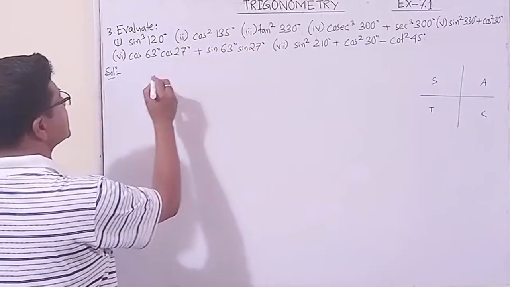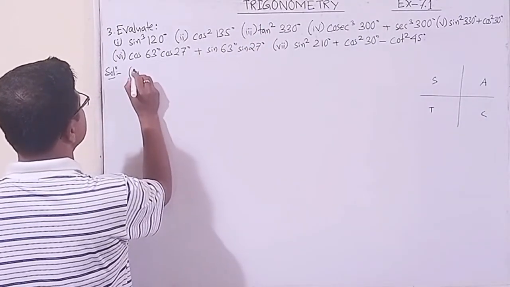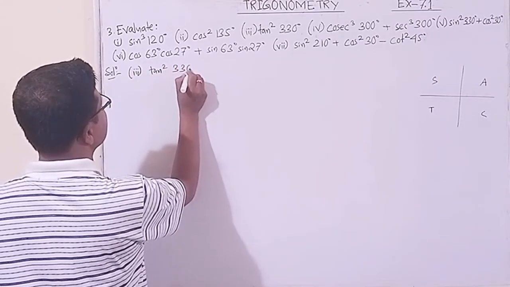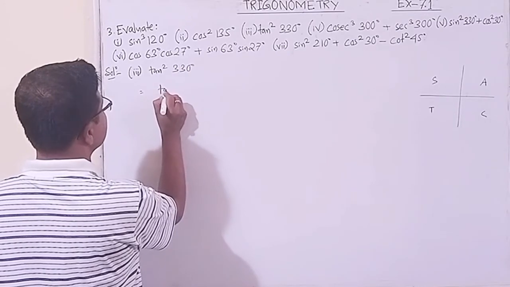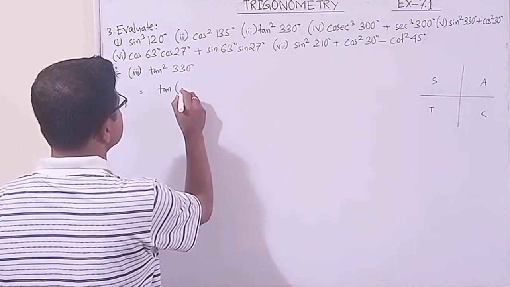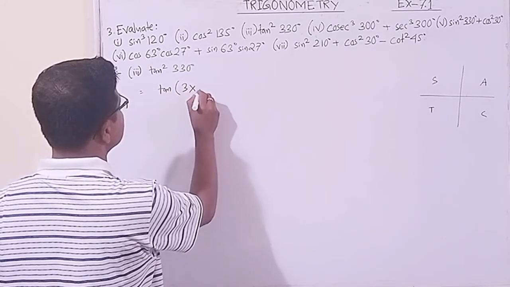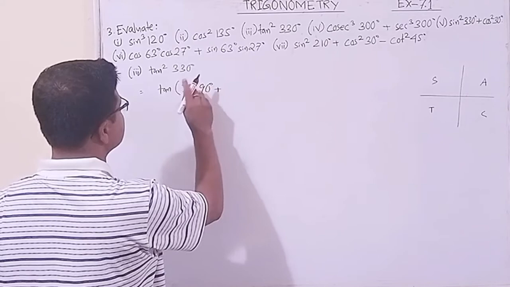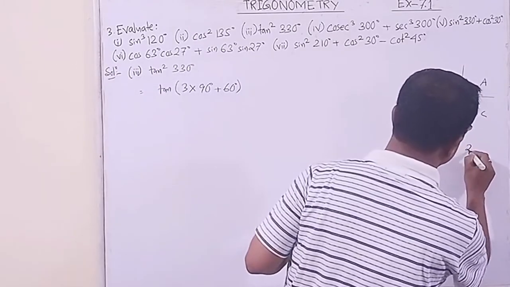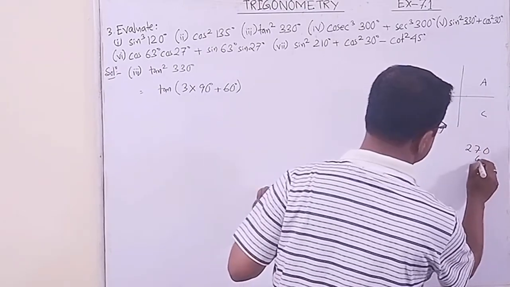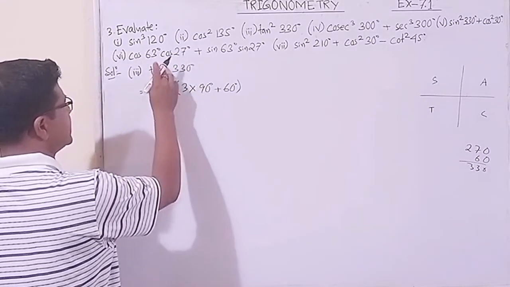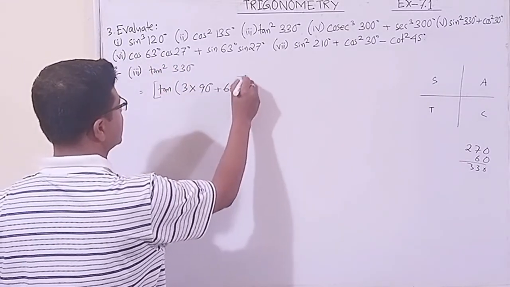Okay, now my dear students, let us move to number 3. What is there? It is tan square 330 degree. No problem. So tan. Now 330 degree in terms of 90, how can I write? This is 3 into 90 plus 60 degree. 3 into 90 is 270 plus 60. 330 directly we can do. Now its square. As square is there, we shall write its square.